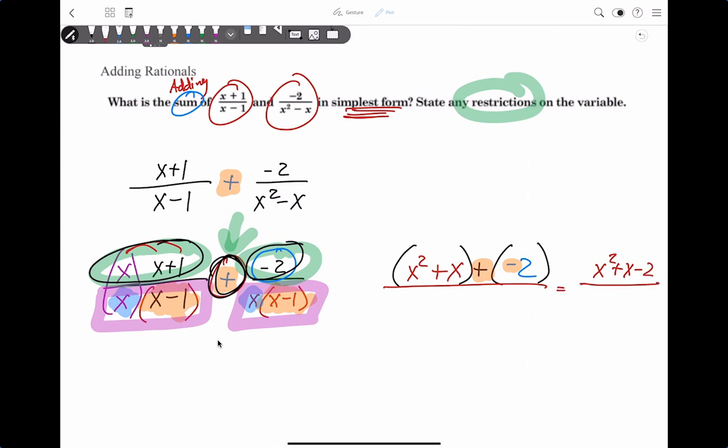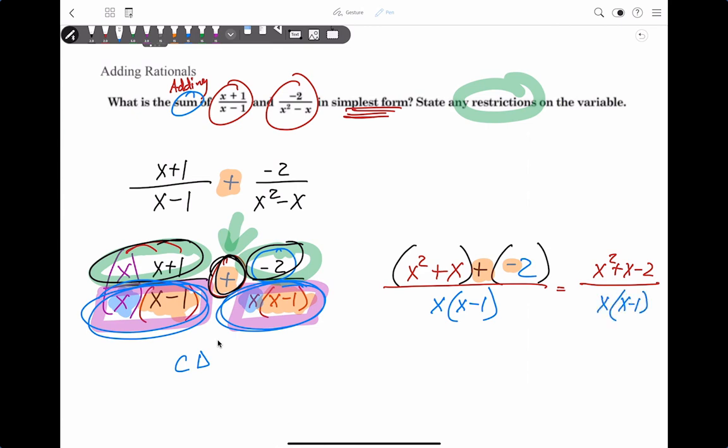And now let's look at the denominator. It was common here and it was common here. And just like the other examples that we worked with, we're going to write it one time. Please do not try to add denominators together. It's only the numerator piece that adds. And that's only when these have a common denominator. Okay? So this would be x and x minus 1. And now we're almost finished with our answer.